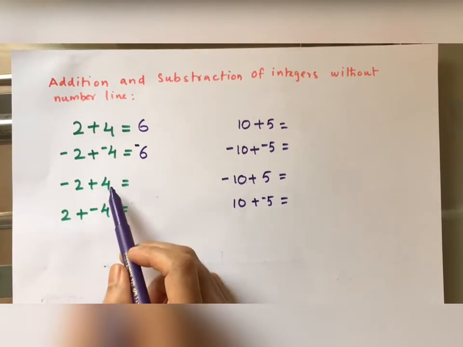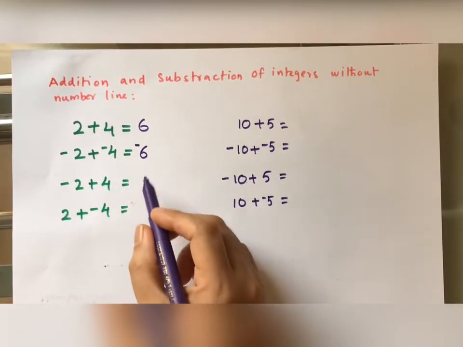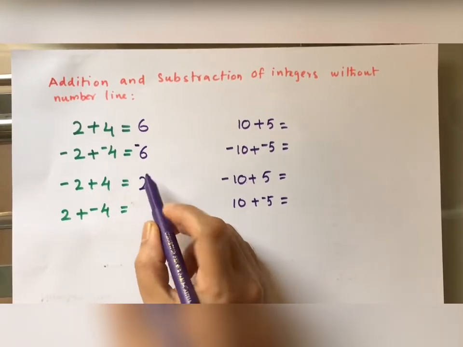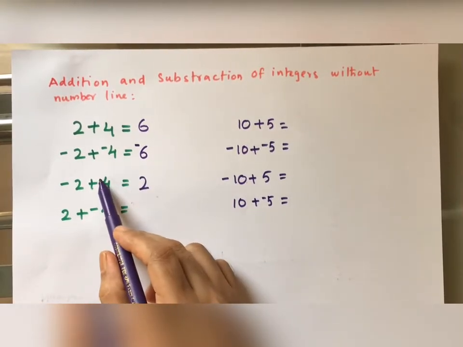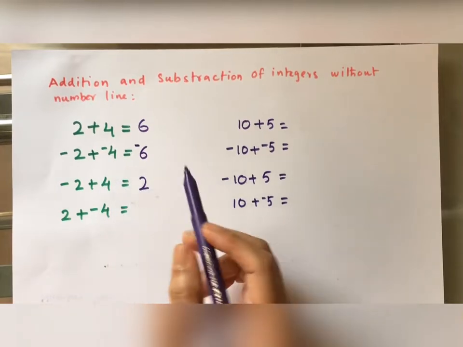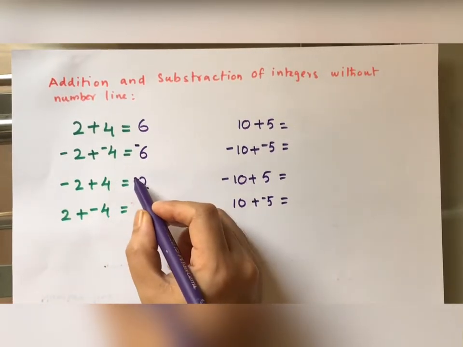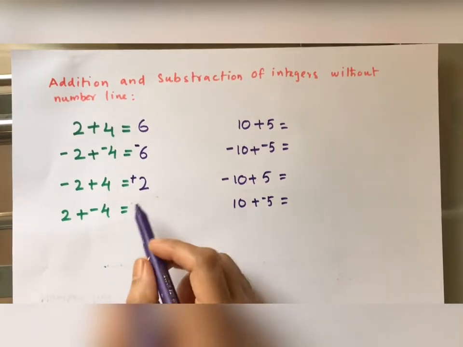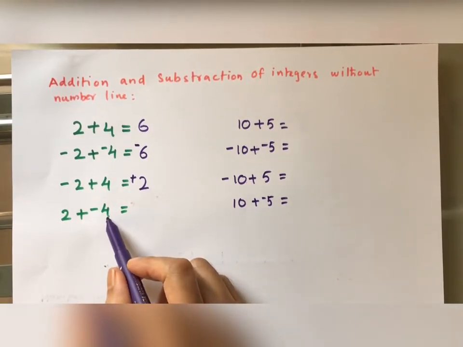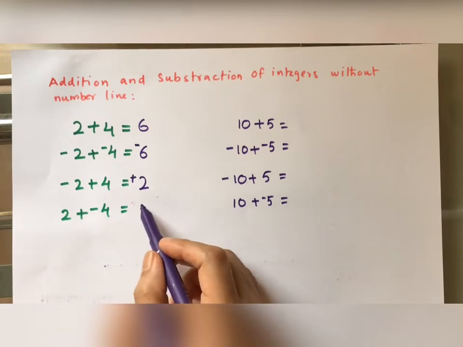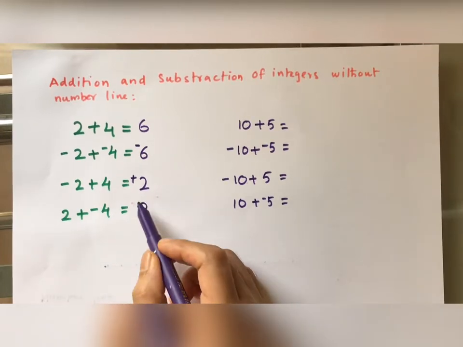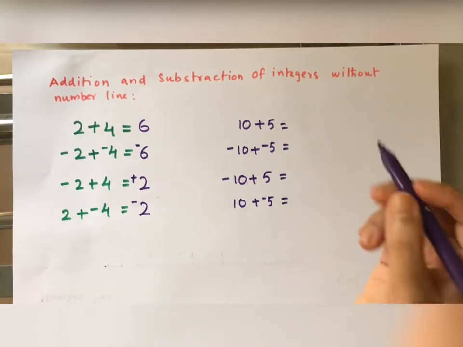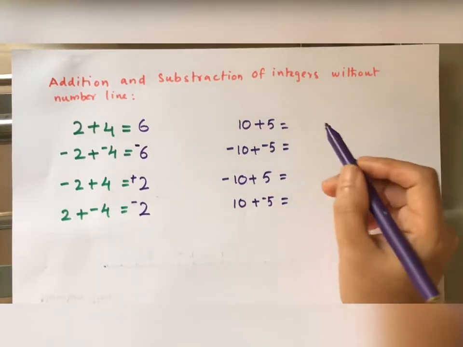If one number is positive and the other number is negative, you should subtract. That is 4 minus 2 is 2. Then keep the bigger number's sign. Here 4 has the biggest absolute value, so it will be plus 2. Here one is positive and one is negative, so subtract. Then keep the bigger number's sign. 4 is negative, so 2 is negative.